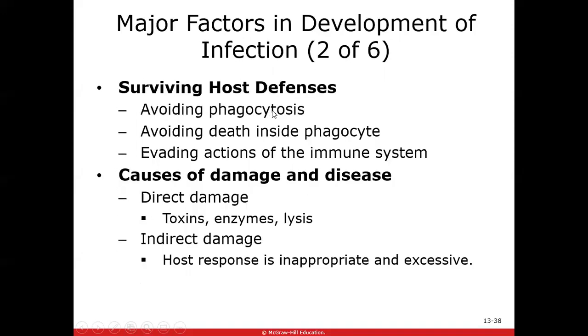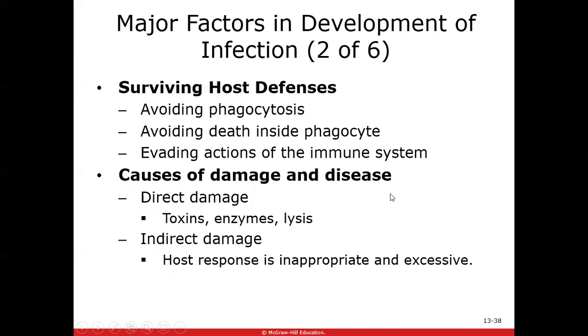Then once they get in, they have to survive the host defenses. One of the major functions of our immune system is phagocytosis. That's where we engulf different microorganisms. So one of the defenses that microorganisms have is to try to avoid phagocytosis. Another, some microorganisms allow themselves to get phagocytized, or engulfed, by an immune response, but they avoid death inside the phagocyte. Some microorganisms have been able to do that. Then others just try to evade the actions of the immune system completely.